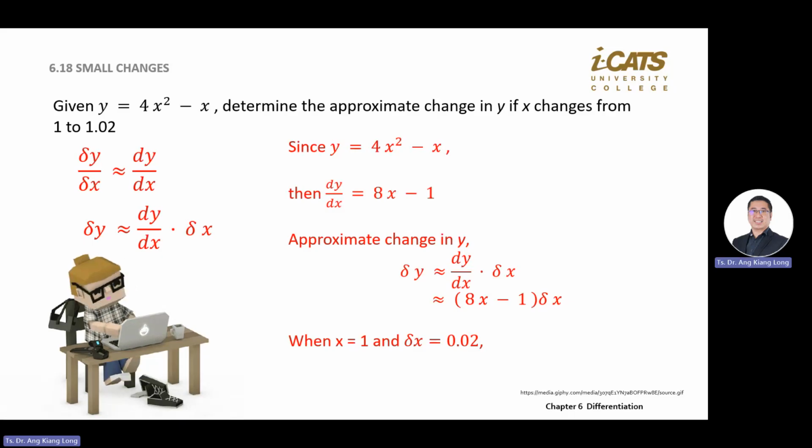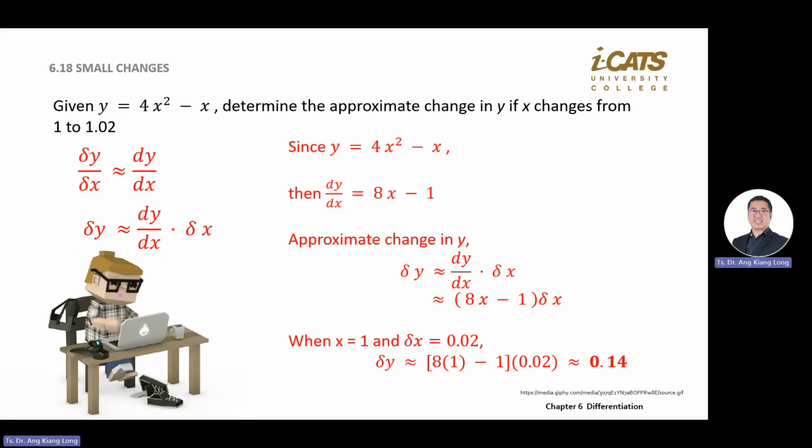You do dy dx. Then how do you know how much x there is in the question? Delta x is 0.02. Substitute. The answer for this question is 0.4 with a curly sign because the question asks you for approximate, so you cannot use equal.